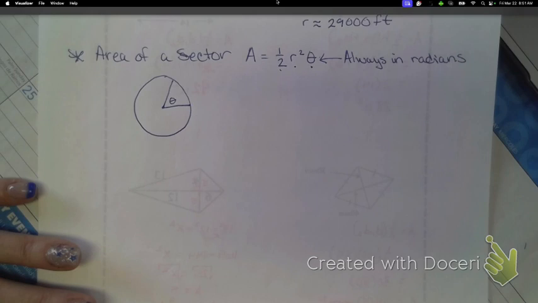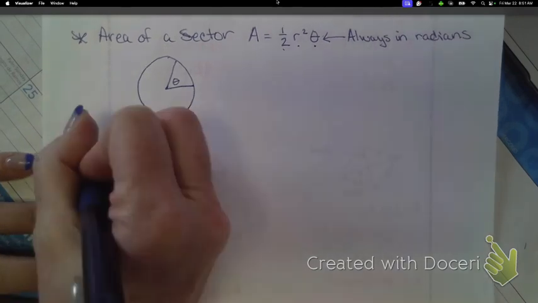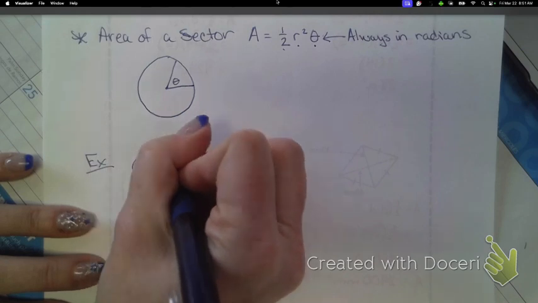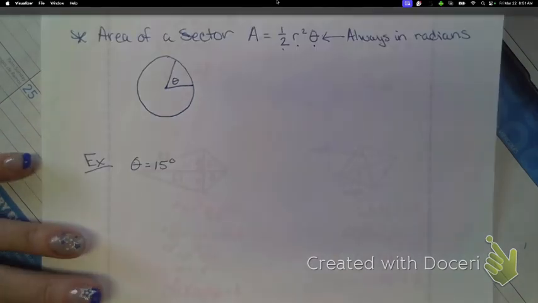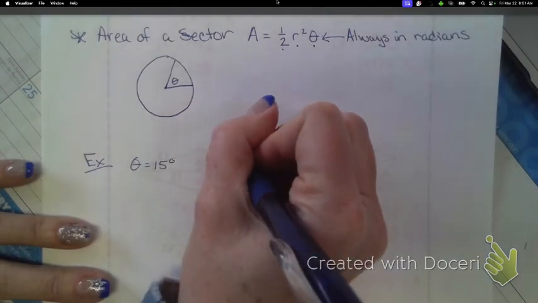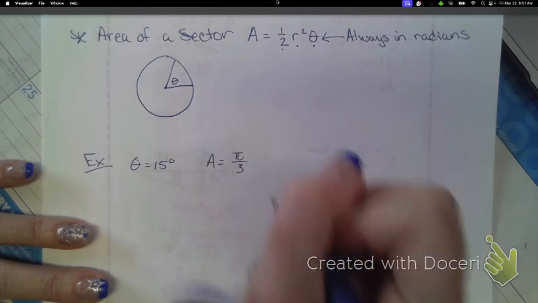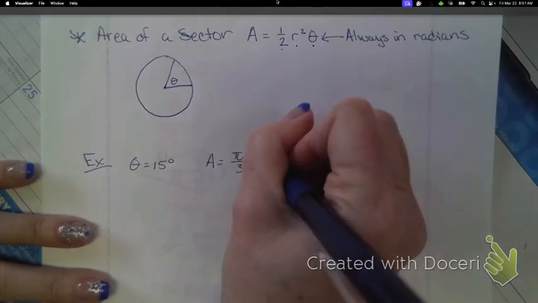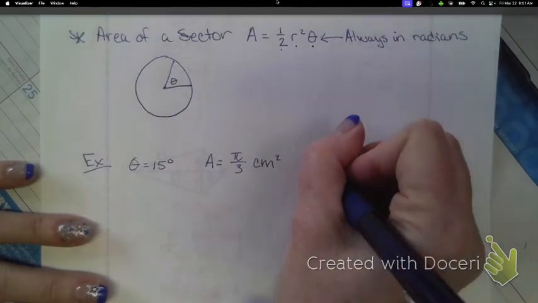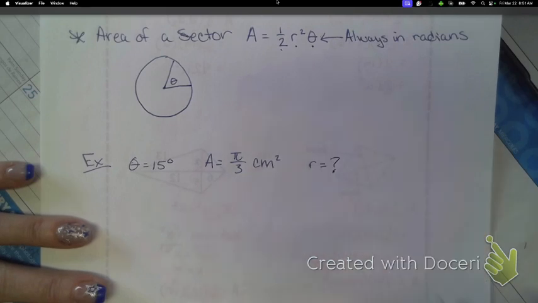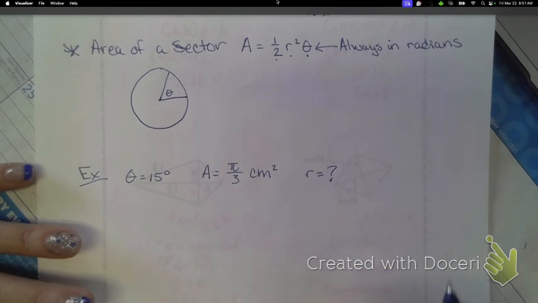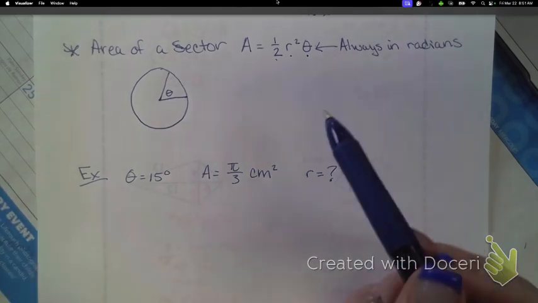So a sector is formed by a central angle of 15 degrees. So theta equals 15 degrees. And it has an area of pi over 3 centimeters squared, because it's area, right? What's the radius? So what am I going to do with my formula? I'm going to deconstruct it, right? Do you guys want to move the formula around before we plug things in?